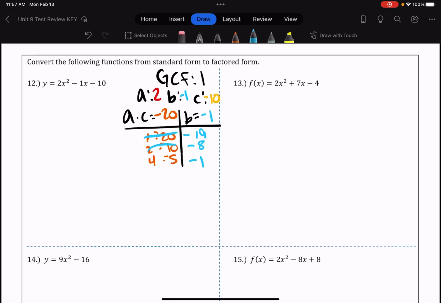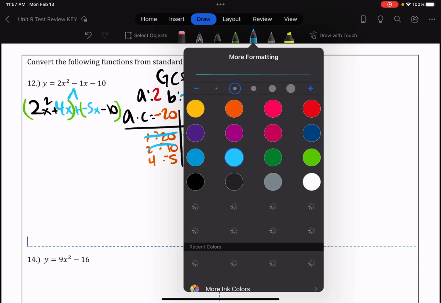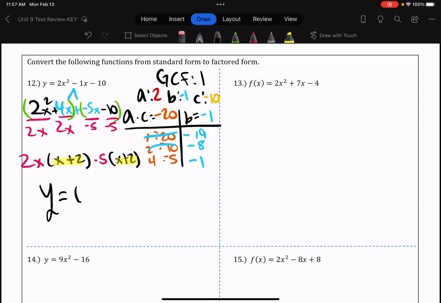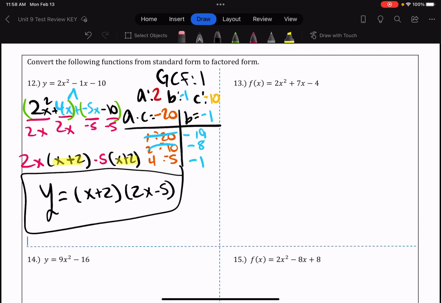So I'm going to break up my middle term from negative 1x into 4x plus negative 5x. So now I've got 2x squared plus 4x minus 5x minus 10 as my expanded expression here, and I can now factor by grouping. 2x squared plus 4x share the greatest common factor of a 2x. So I'm going to divide both of those terms by 2x to yield x plus 2. And then negative 5x minus 10, their greatest common factor is a negative 5. So I'm going to factor out a negative 5, which leaves me with x plus 2. And those are the same thing. So my factored form of this function is y equals (x plus 2) multiplied by (2x minus 5). And remember, it doesn't matter which order you write those factors in, as long as they are grouped correctly.